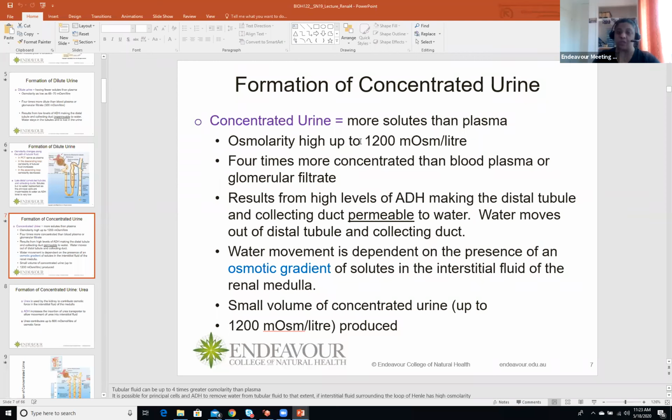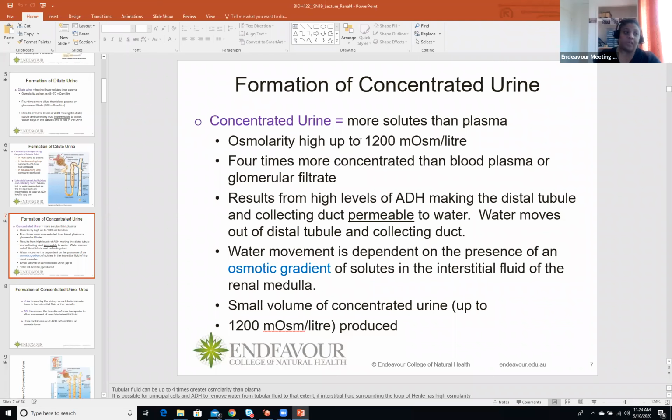So in conditions where there is severe loss of blood, or where there is dehydration, or when the body needs more water in the cells rather than out of the body, in those situations, the concentration of the urine will increase. The body will try to reabsorb as much water as it can. And to do this, it will use hormones like antidiuretic hormone.